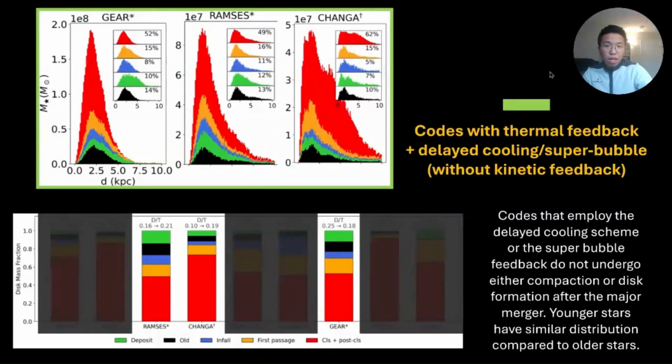Last but not least, codes that don't use kinetic feedback but use the delayed cooling and superbubble scheme do not undergo either compaction or disk formation. Rather, the merger remnant expands compared to the pre-merger state, and we see here the disk-to-total parameter does not increase much and stays below 0.5, which means that the merger remnant is still dispersion dominated.